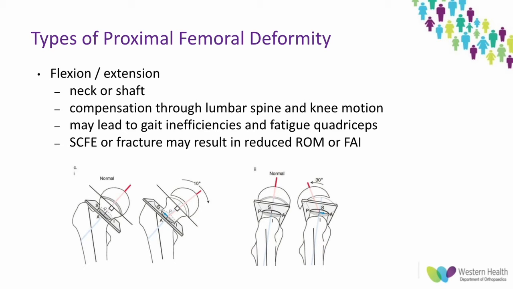In terms of your flexion extension deformities, this can be in the neck or the shaft. It's often compensated through lumbar spine and knee motion, but it can lead to gait inefficiencies and fatigue of the quadriceps. This can be seen in a SUFI or a fracture that can result in reduced range of motion or even femoral acetabular impingement.